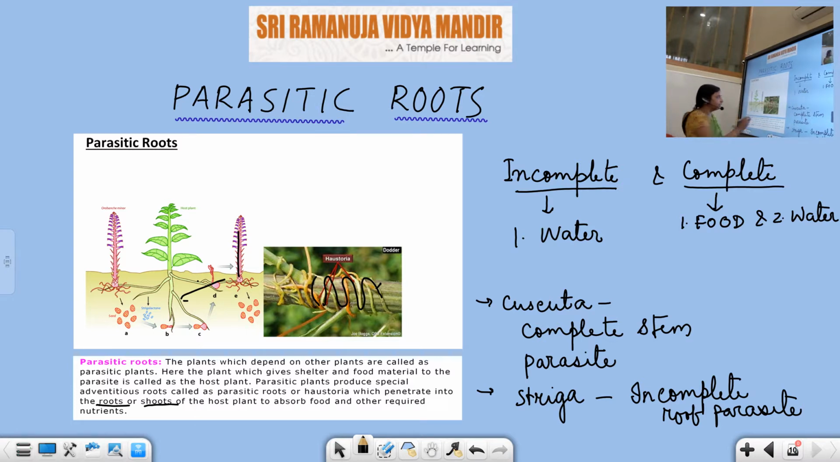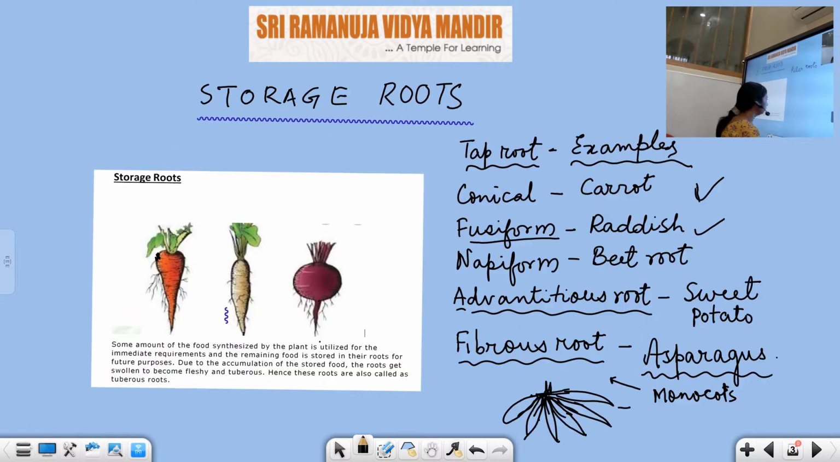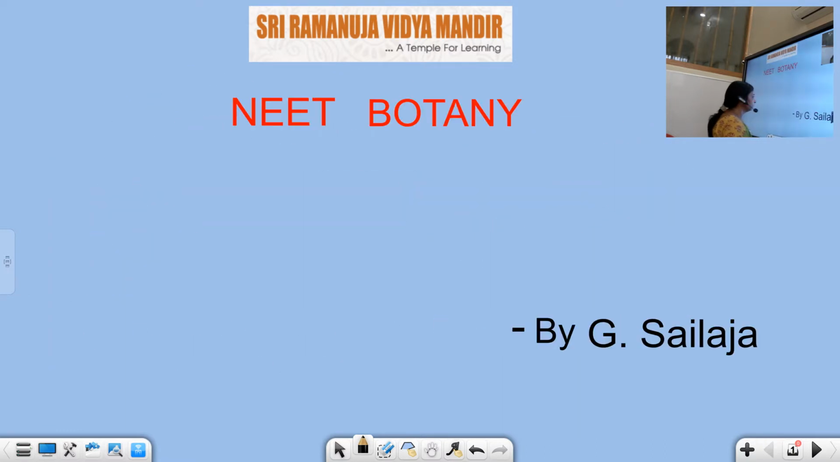Whereas in the diagram we have seen, Cuscuta is attacking the stem, and Cuscuta does not have any leaf-like structure, so it cannot prepare food, and for both food and water it is dependent upon the host plant, so it is a complete stem parasite. I think you have understood all the types of modification.